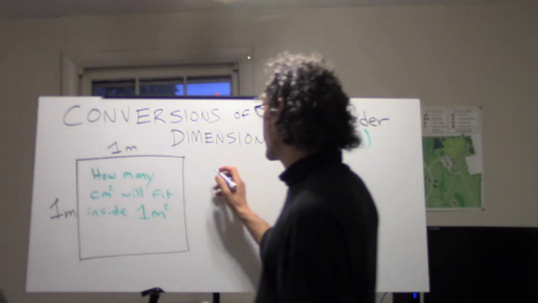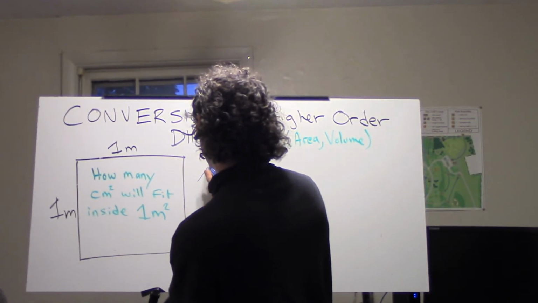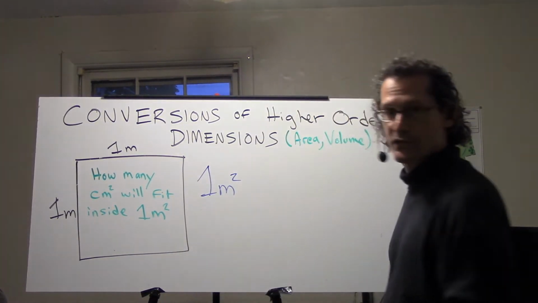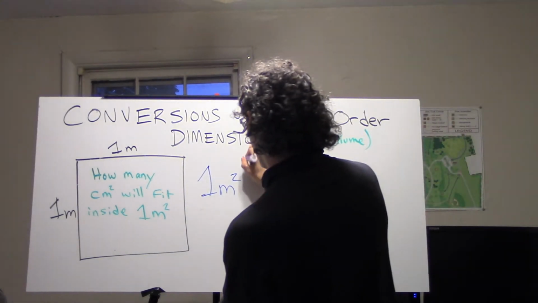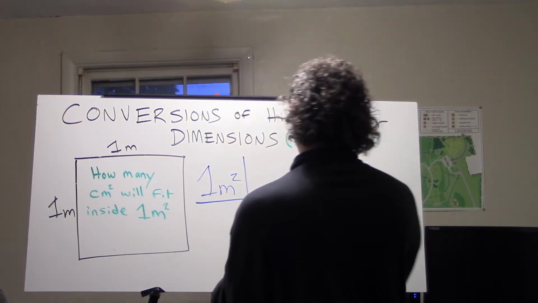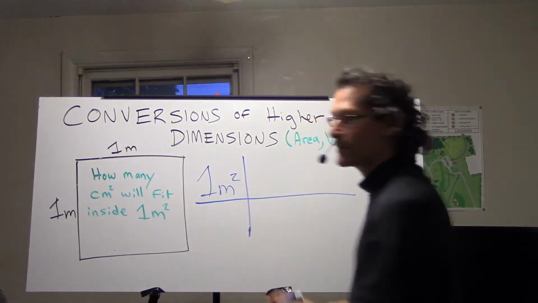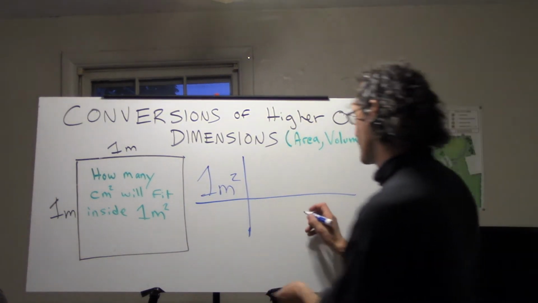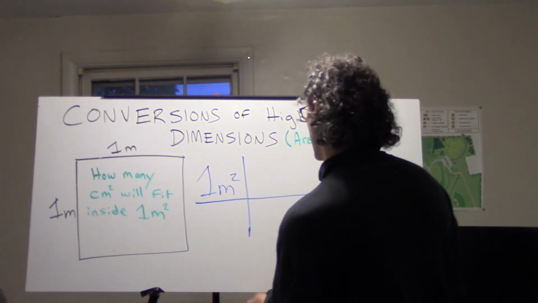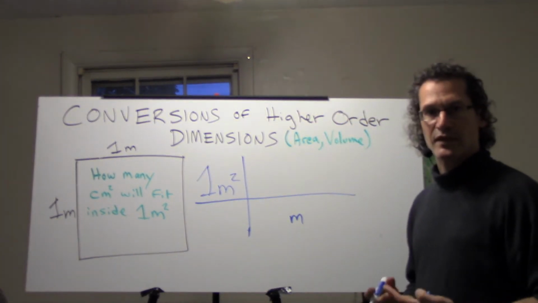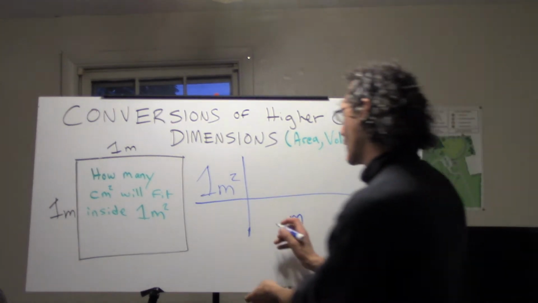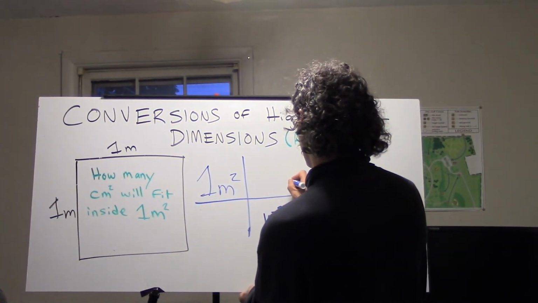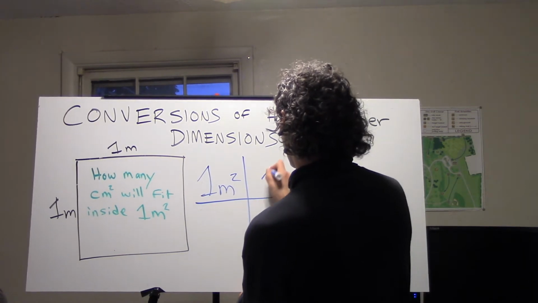So we're going to start off with our 1 meter squared, like so. And I'm going to train track that. And here's what we know. We know that there's an equivalence between meters and centimeters. I'm going to put meters down here. Centi is a metric prefix that means 10 to the negative second. So I'm going to put that down over here. So 10 to the negative second meters is the same thing as 1 centimeter.